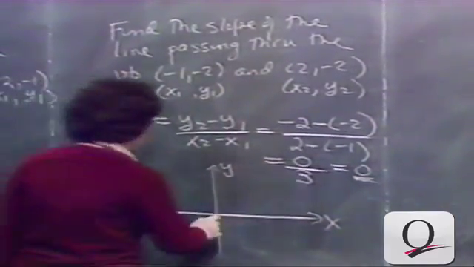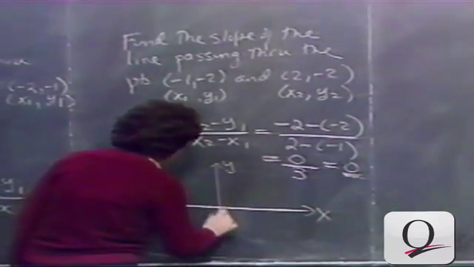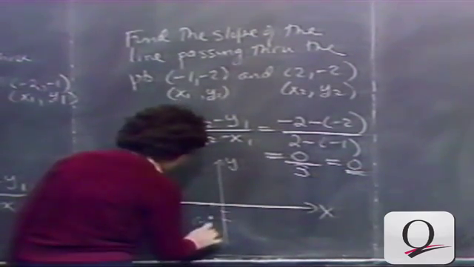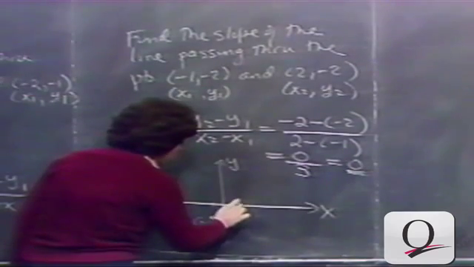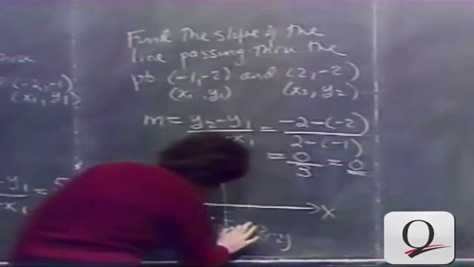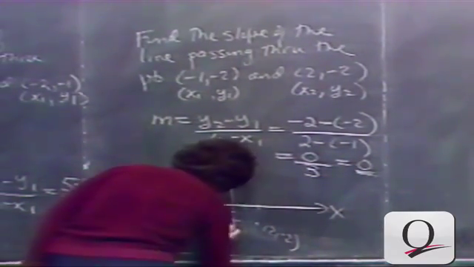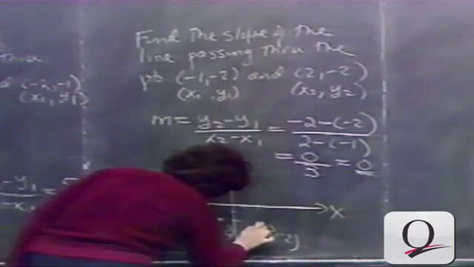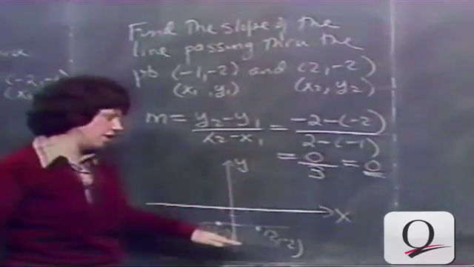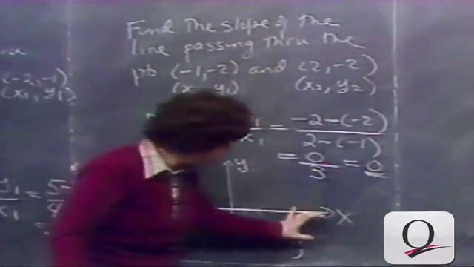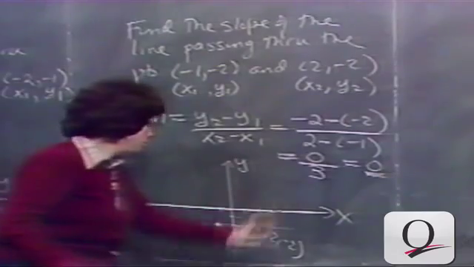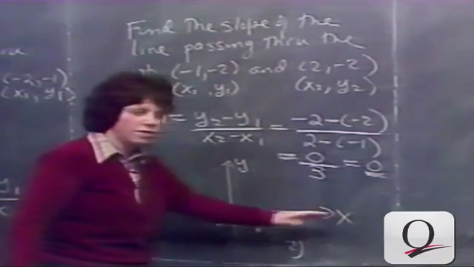We had the point -1, -2, which was over here, and the point 2, -2, which is over here. And when we connect these points, we get a horizontal line, a line which is parallel to the x-axis. Always the same distance away from the x-axis, never touches the x-axis. It's parallel to the x-axis. These 2 points lie on the same horizontal line.